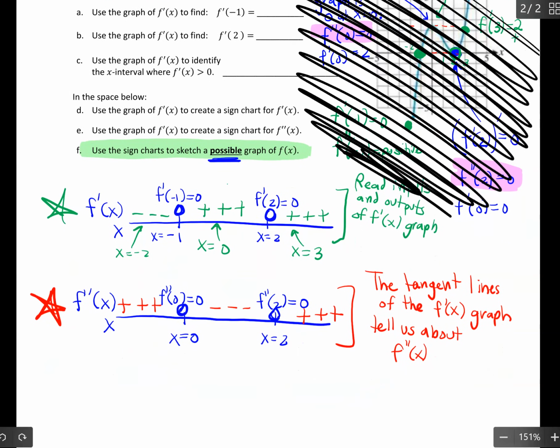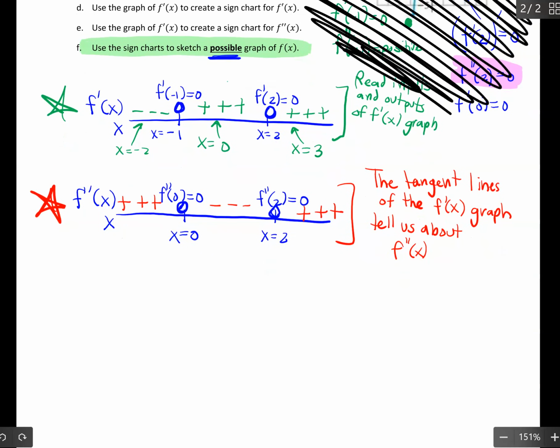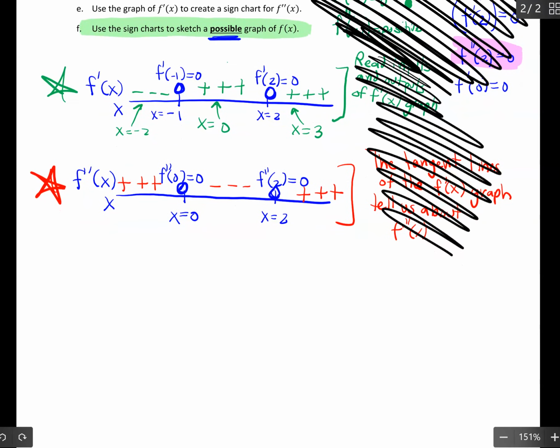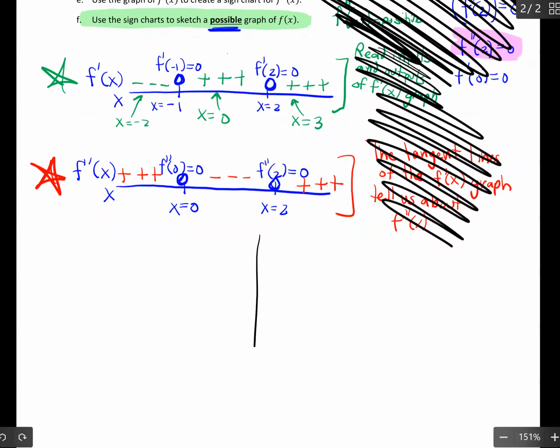So I'm ignoring that. Okay, and I'm ignoring all this information. I'm just going to look at the sign charts. Let's just look at the sign charts. Here we go. I'm sketching a possible graph of f of x. So I'm going to label my y-axis f of x. Okay, what are the important points?